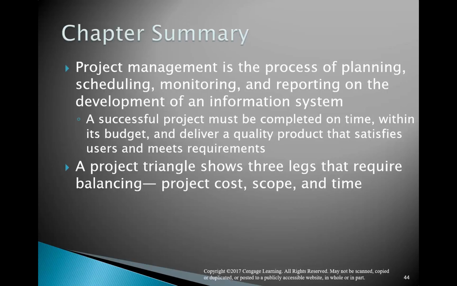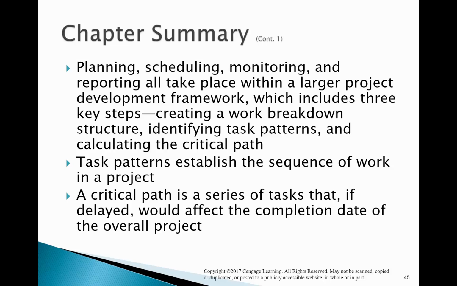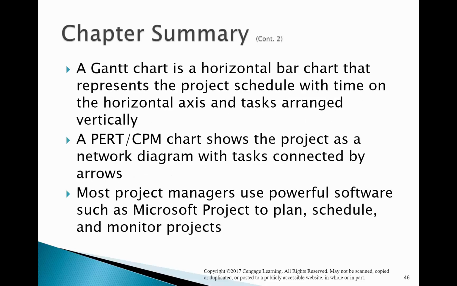So project management, what is it? Planning, scheduling, monitoring, reporting. And the successful project, and then the project triangle that we briefly discussed. Project monitoring software, what you do with this. Critical path, that if you delay that, you would delay the completion and possibly the success of the project. You'll do a Gantt chart, which represents the project schedule. You'll do a PERT chart that shows the network diagram by your tasks that are connected. And then you will do this through Microsoft Project.